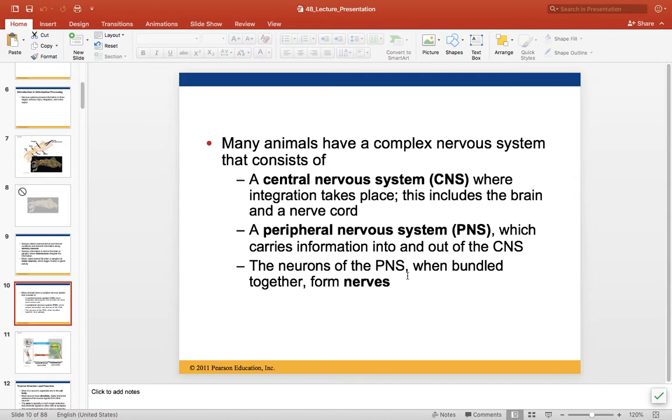So the neurons of the peripheral nervous system, when bundled together, are going to then be called nerves. So if you've ever seen in a book or in a live surgery on TV or something, if they show a nerve cell, it's not a single cell; it's a bunch of neuron cells that are bundled together, and that makes up a nerve.